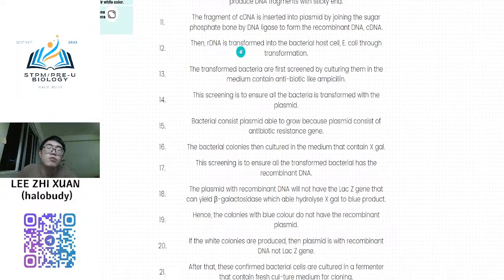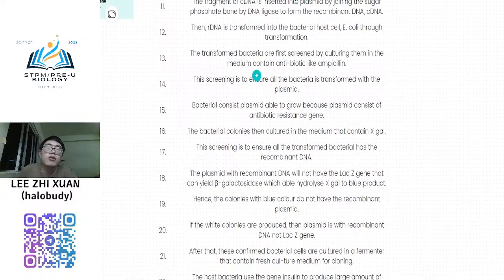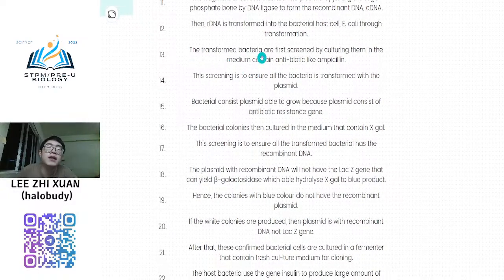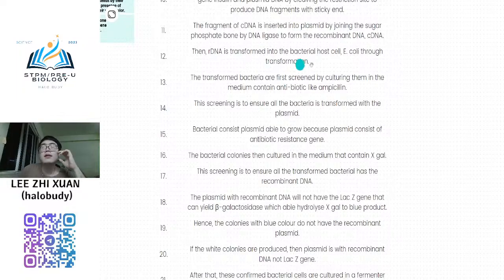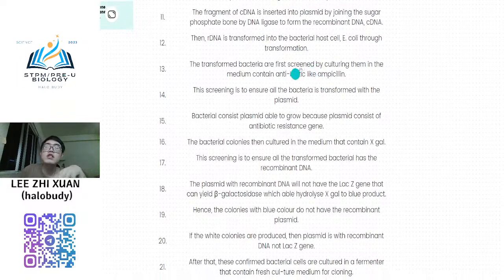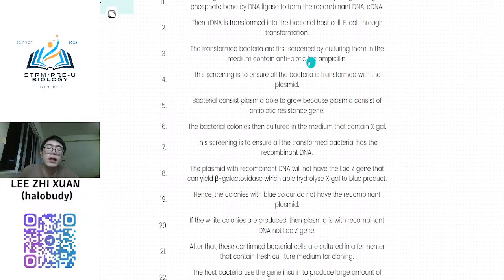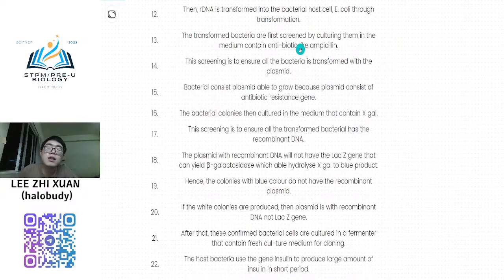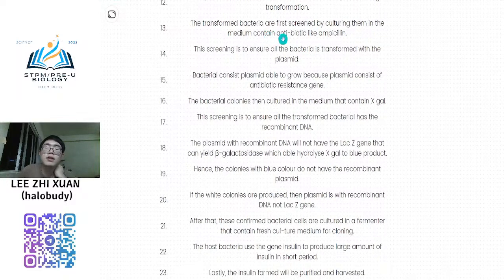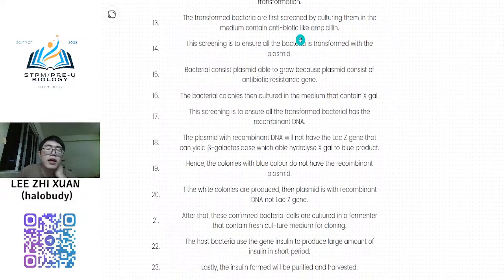Okay, and then this recombinant DNA will be transformed into E. coli. After that, I already said that after transformation, you need to undergo a screening process, right? So for this screening process, normally you will culture the E. coli in a medium. Normally it will contain antibiotic. This is the first screening lah. It will contain the antibiotic.